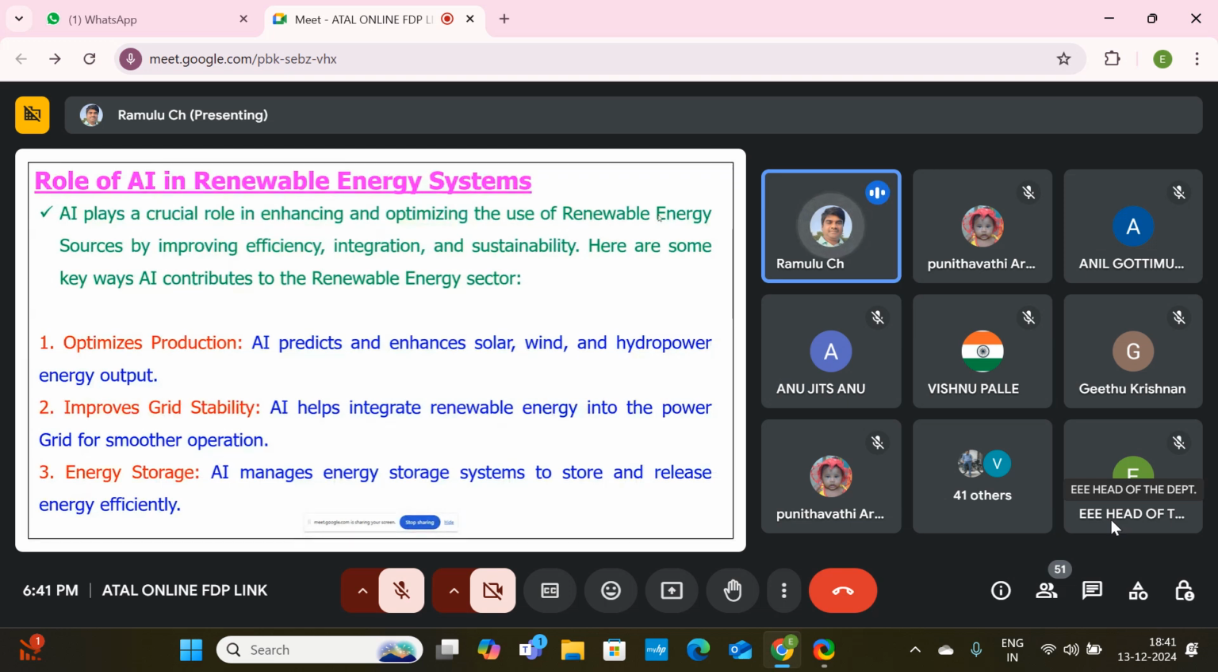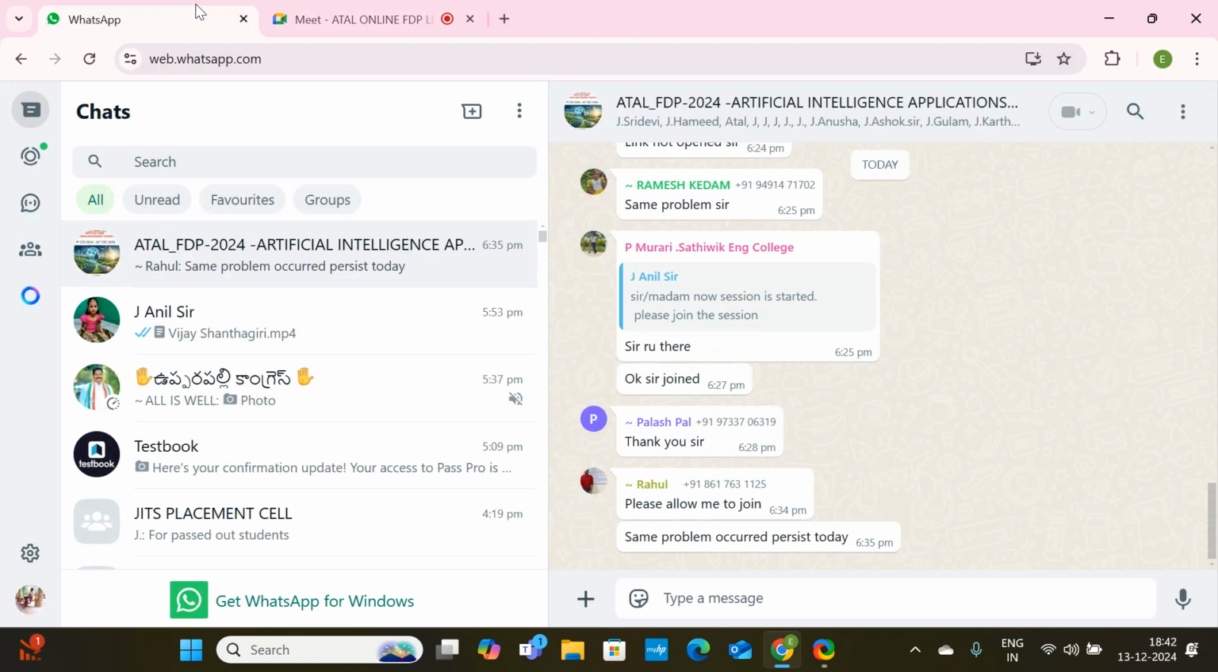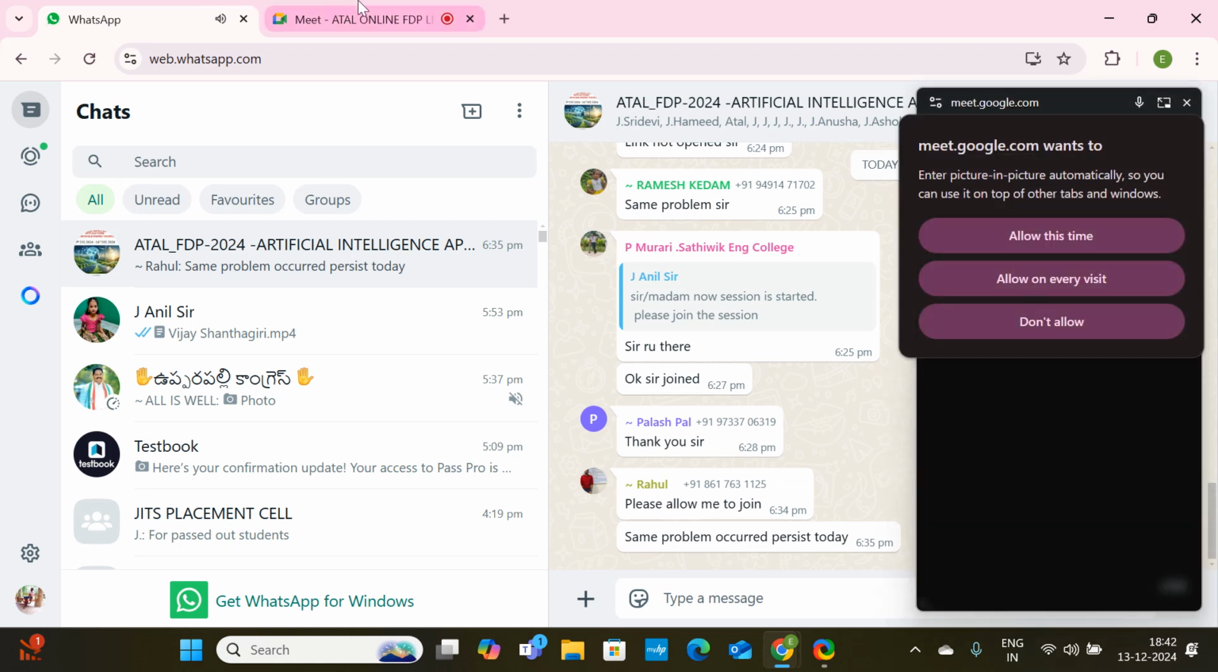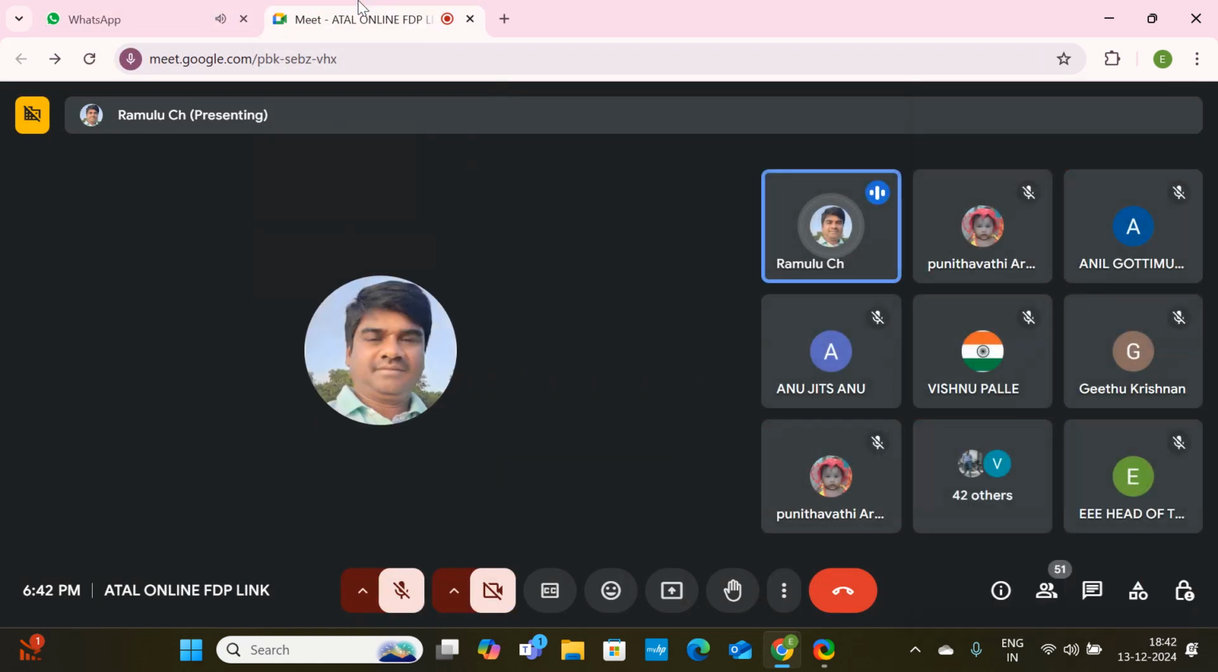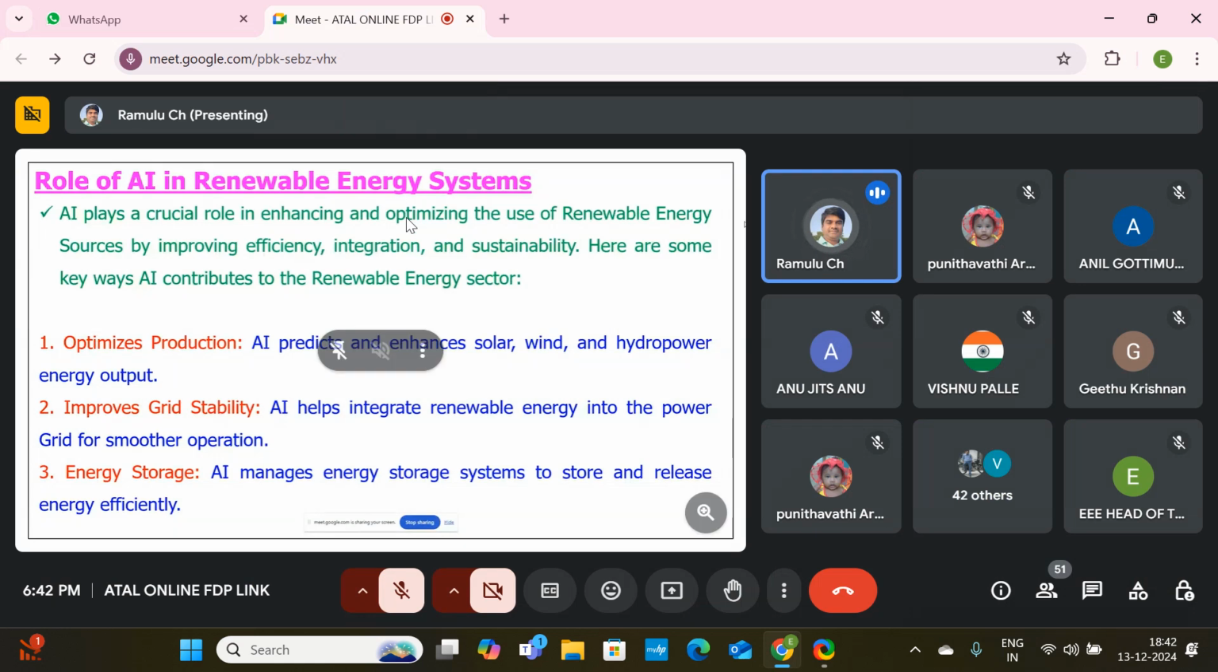That information, first we have to identify what kind of renewable energy source it is, then how it works, what the upper output is, and what the output depends upon. If we know all such kind of data, then we can easily write the AI, or we can easily implement the AI. AI is nothing but the algorithm.